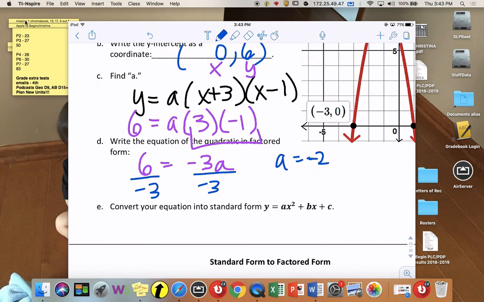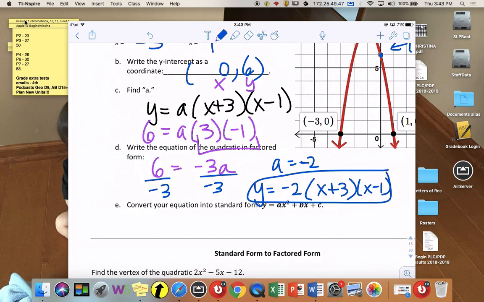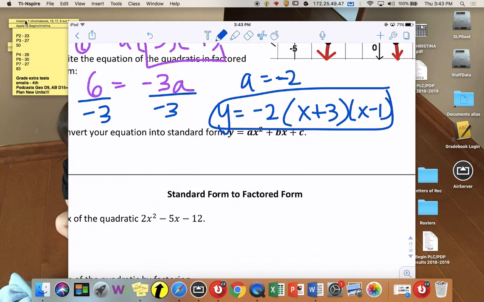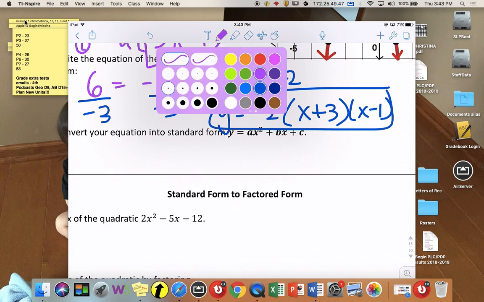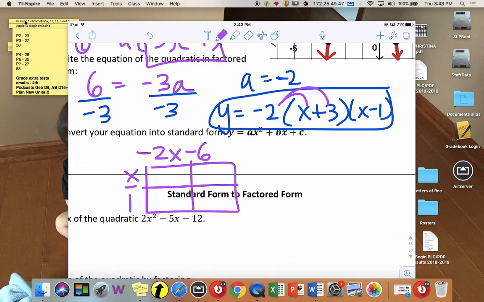And so to write the equation out, we put the negative 2 there, and we have (x plus 3) times (x minus 1). All right, so that's in factored form. Can we convert that to standard form? All right, so here we're multiplying 3 things. You can do any 2 first. So here I'm just going to distribute the negative 2 first, and I'll get negative 2x minus 6. And then we take that, and we're going to use a box and multiply it by the x minus 1. So we will get negative 2x squared.